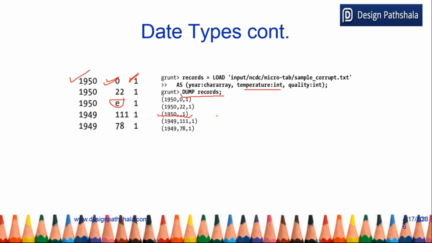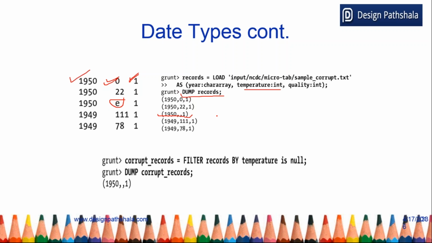And later on, if I have to figure out the erroneous data in my file, I can just do something like this: filter where temperature is null, and that will dump the erroneous records.